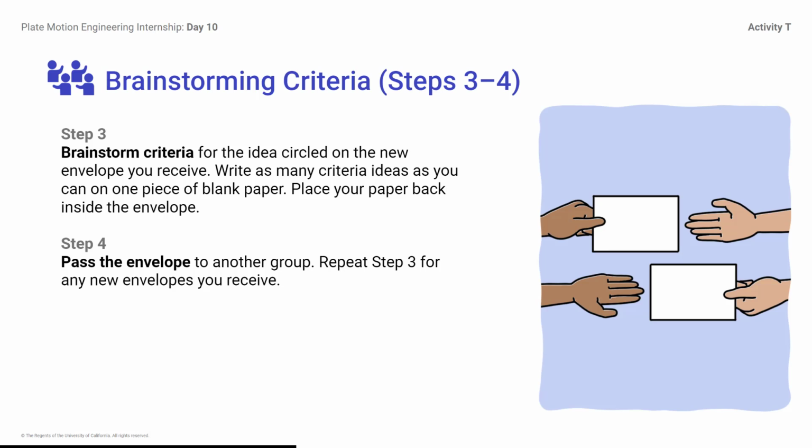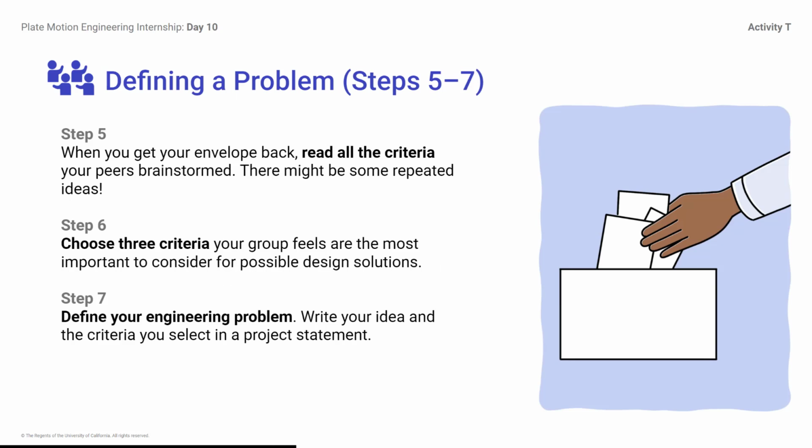Students, take 2 or 3 minutes for each round of brainstorming. When each envelope has been to at least 2 different groups, return the envelopes to their original owners. You should now have your original envelope back with at least 2 sheets of paper listing several criteria brainstormed by other groups. When about 10 minutes remain, move on to defining a problem.